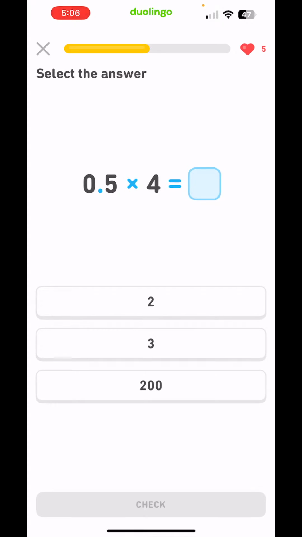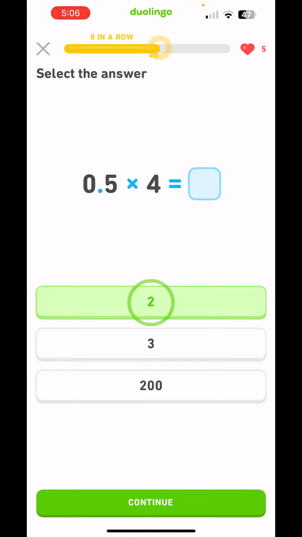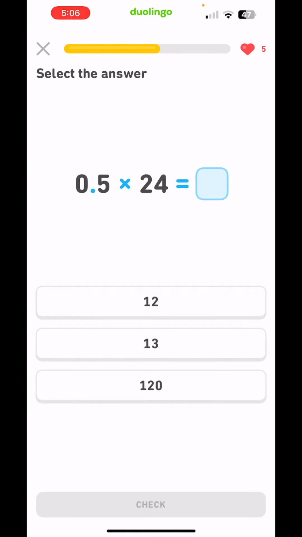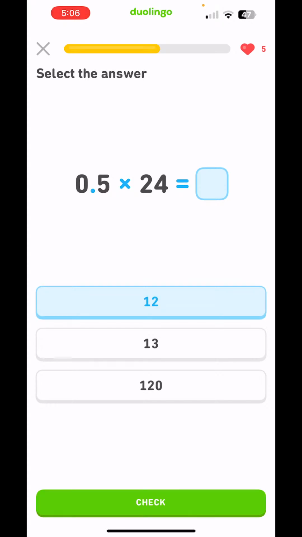Okay, we have 0.5 times 4, which is, well, what is that, 2, right? You bring down the decimal. Yep, 2. 0.5 times 24. It's 10, 11, 12. So the answer is 12. Wow, 120. That'll really get you if you don't move your decimal.